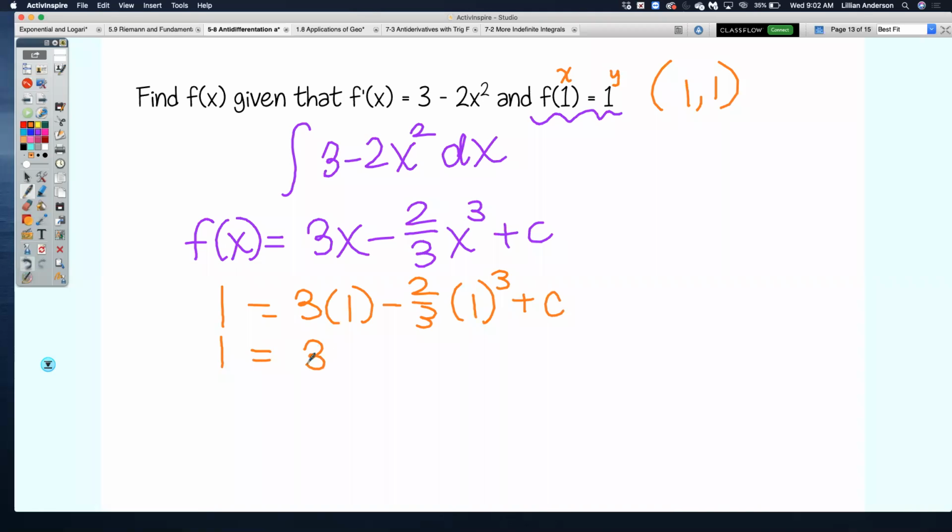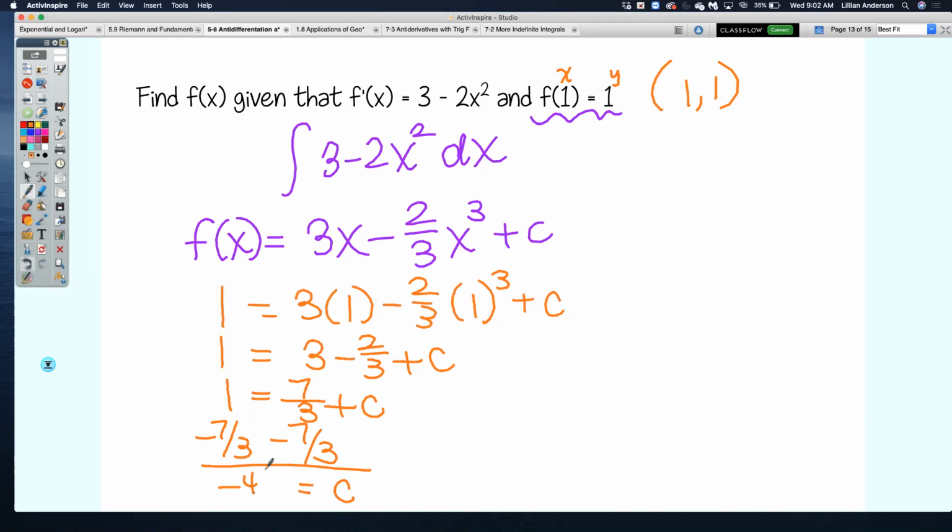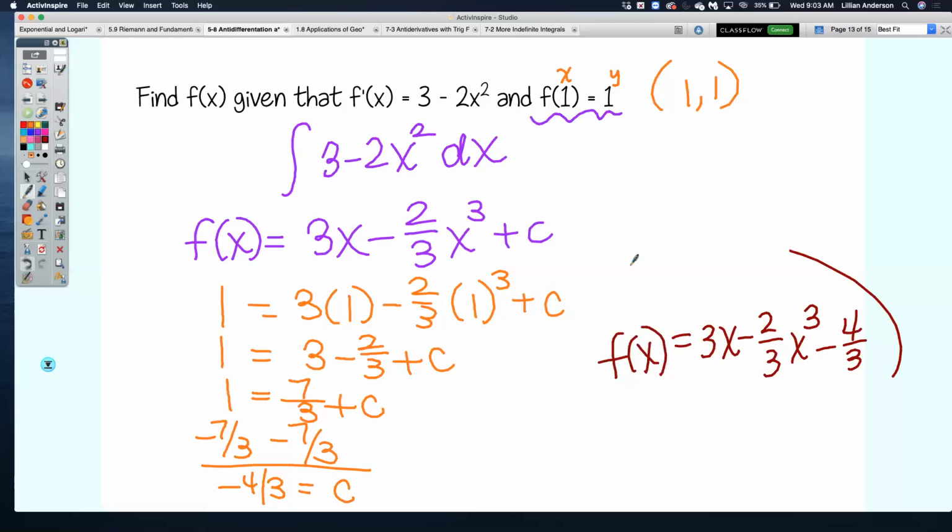So that's going to give me 1 equals 3 minus 2/3 plus c. 3 minus 2/3 is 7/3. Then I'm going to subtract 7/3 from both sides, and c is going to equal negative 4/3. So my function has a derivative of 3 minus 2x squared and goes through the point 1, 1. It's 3x minus 2/3 x to the third minus 4/3.